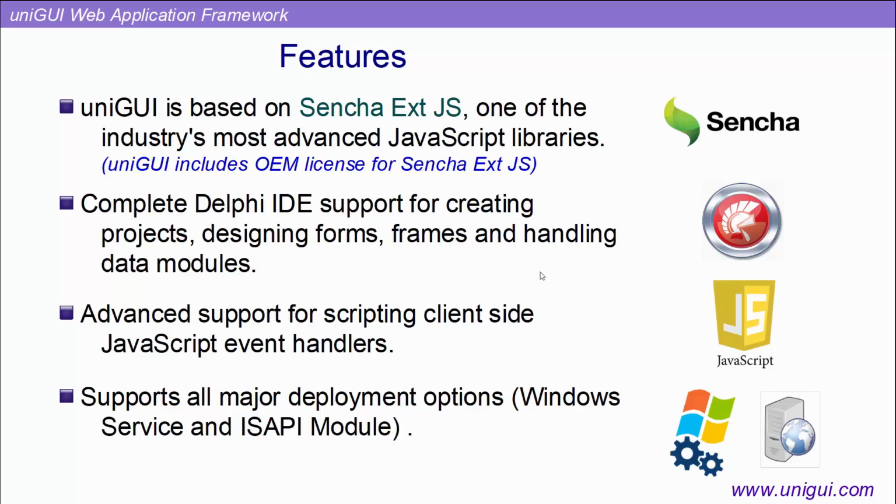And regarding deployment, UniGUI allows you to deploy your application using all major deployment options available for Windows and, in the future, for Linux. The most commonly used deployment methods are Windows Service and ISAPI module, which are used for production servers. There is also standalone mode, which is used for development and debugging purposes only.